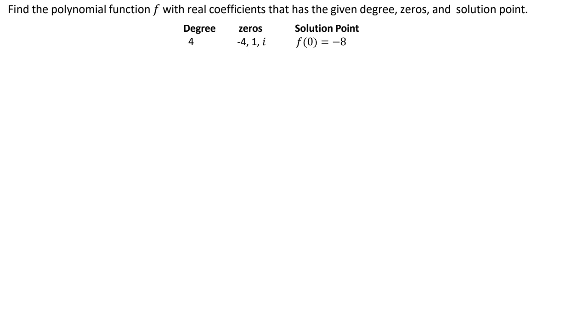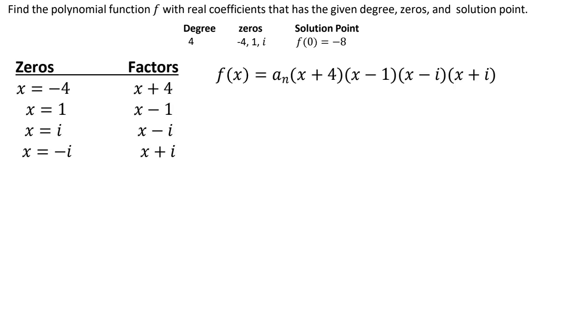The first thing that I do is I grab my zeros. I have x equals negative 4, x equals 1, x equals i. But keep in mind that the fact that they gave me an imaginary number means it always has its partner because it came from the square root. So this one will always have the negative i. So again, the factors are x plus 4, x minus 1, x minus i, x plus i. I'm going to use my linear factorization theorem that says that when I multiply all these factors, I'm going to get back the original polynomial.